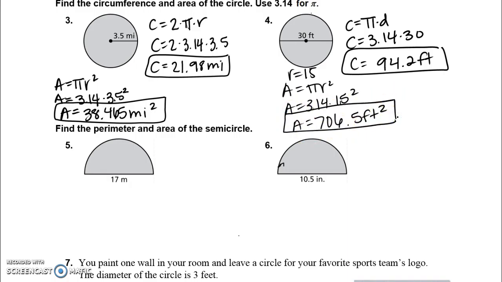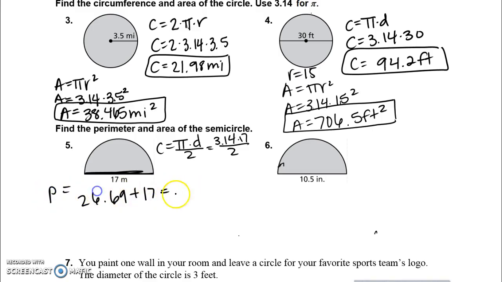Number 5, find the perimeter and the area of the semicircle. So remember, this is half the circumference. They give me the diameter. So circumference is pi times diameter divided by 2, which is 3.14 times 17 divided by 2, and that distance is 26.69. And then don't forget, you have to add the 17 for perimeter. So your perimeter is equal to 43.69 meters.